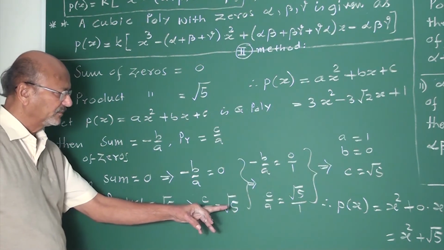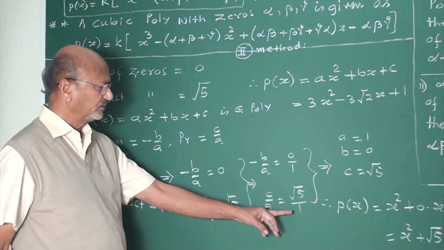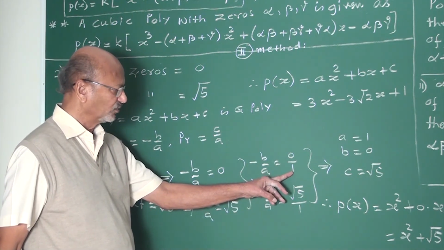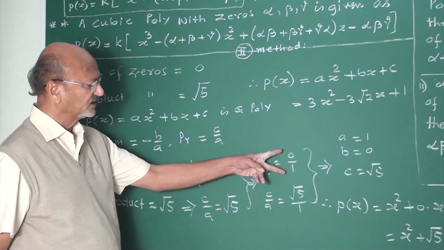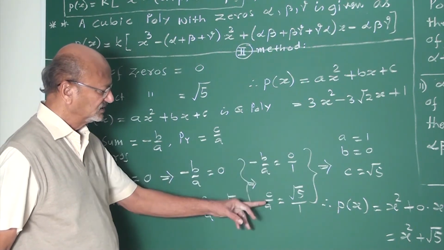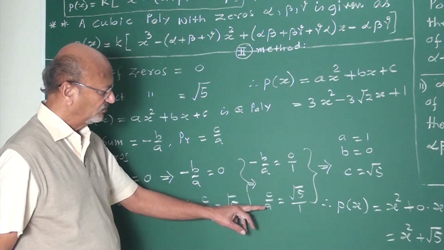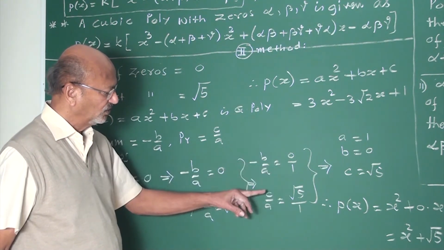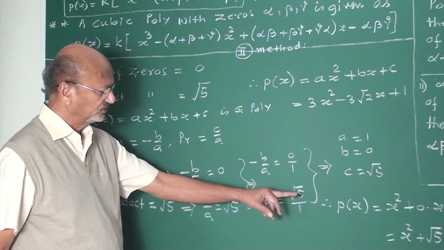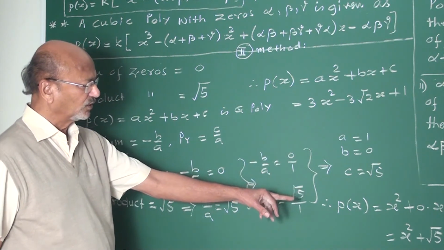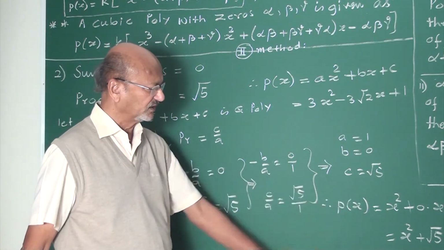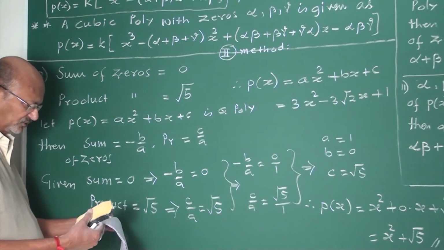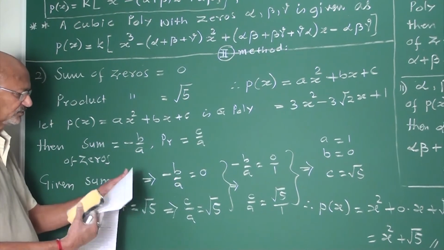This C by A can be written as what? Root 5 can be written as root 5 by 1. So here also we want a denominator, must be 1. This 0 can be written as 0 by 1. Hence, combining, what is the value of A in both the cases? It's 1. What is B? 0. What is C? Root 5. Therefore, your required polynomial is what? This, my friend. So, it is x squared plus root 5. Yes, my friend.